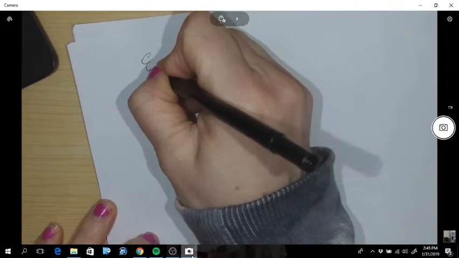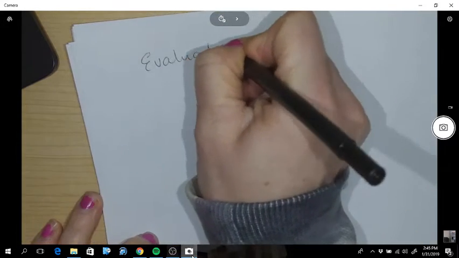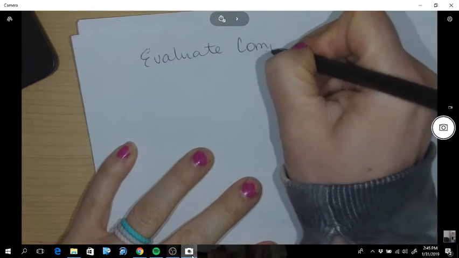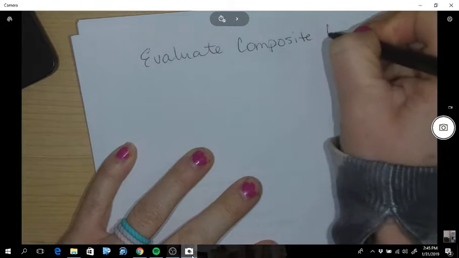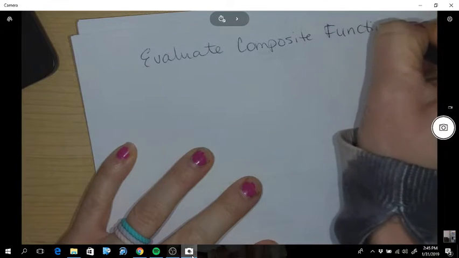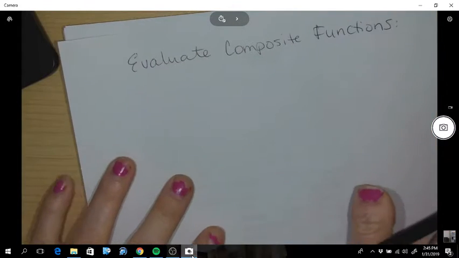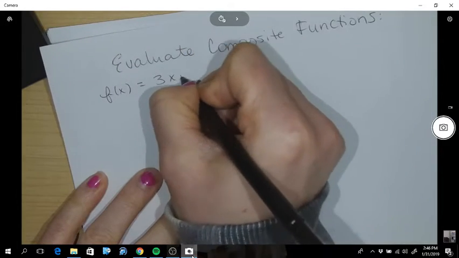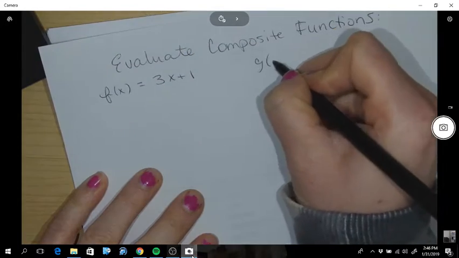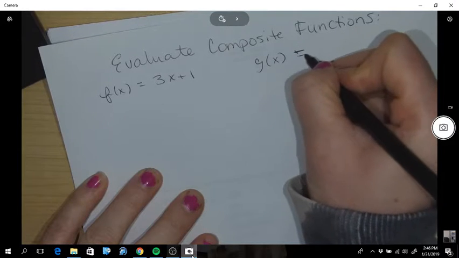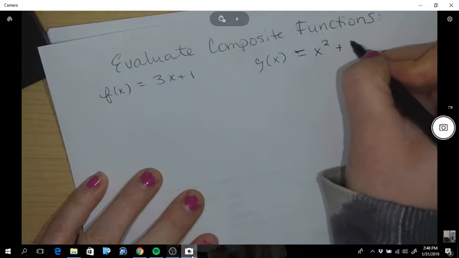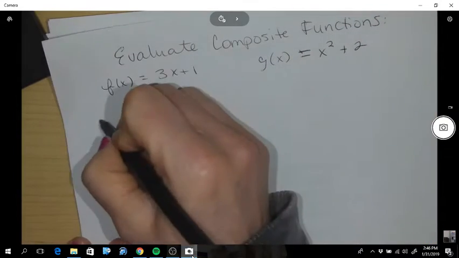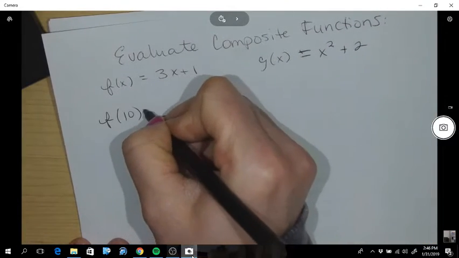Okay, let's do some evaluate composite functions. Okay, I'm going to give you f of x equals 3x plus 1, and g of x equals x squared plus 2. Okay, so what if I ask you to evaluate f of 10?